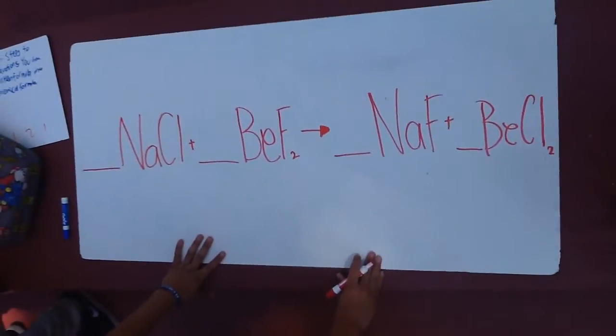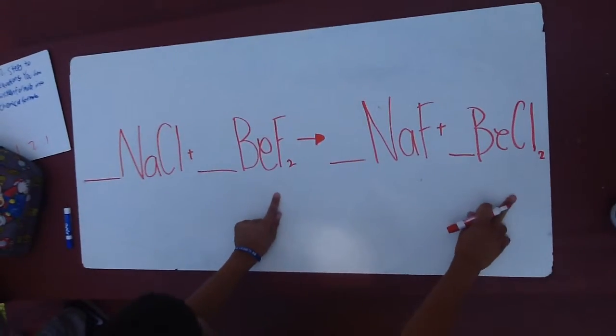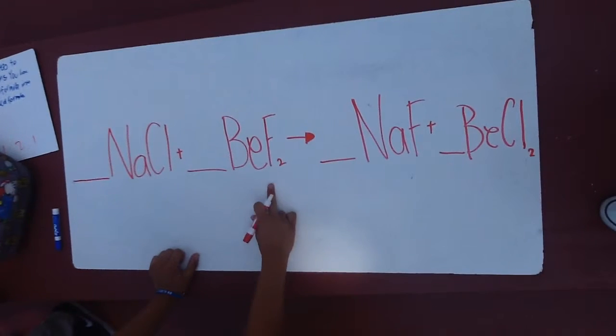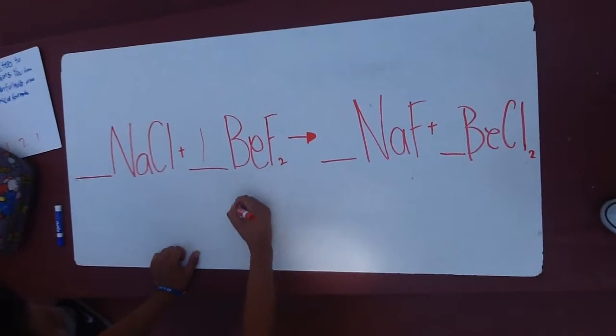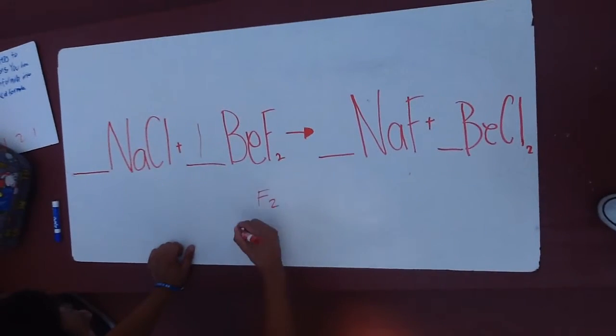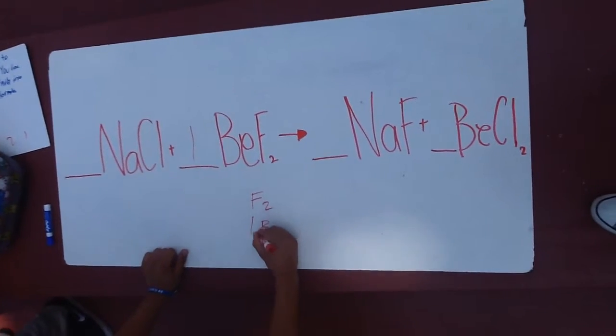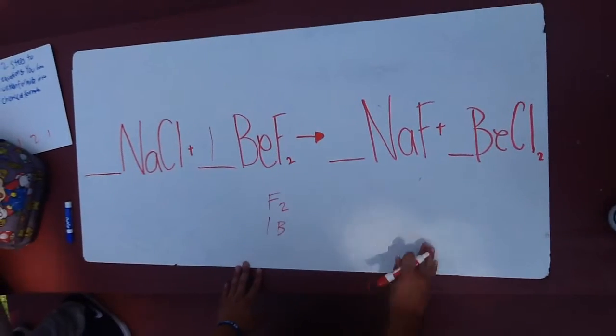So to balance an equation, you have to start off with the biggest number. In this case, you have 2's on each side. So we're going to start on this side. F2, so you would put a 1 right here, and that would equal F2, 1B. And you want to balance it, so it's supposed to be equal on both sides.